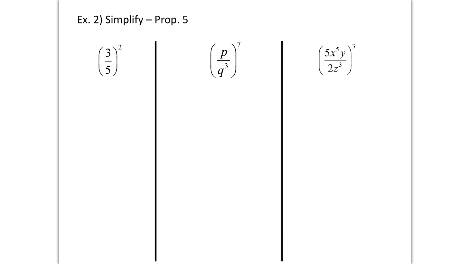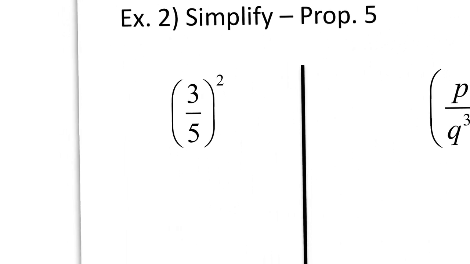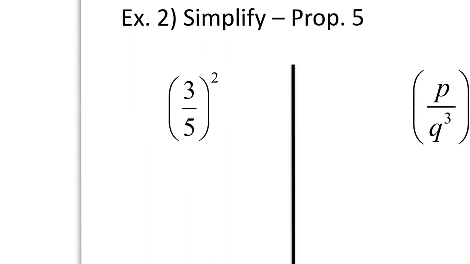Okay, so let's go ahead and look at the next property, property number 5. Property number 5 is when you have a fraction inside of the parentheses and you have an exponent outside. So first of all, property number 5 tells you that you can multiply the exponent outside times the exponents inside of the parentheses. You are going to keep the same bases, but you will multiply the exponents inside. So we're going to simplify the quantity of 3 over 5 squared.